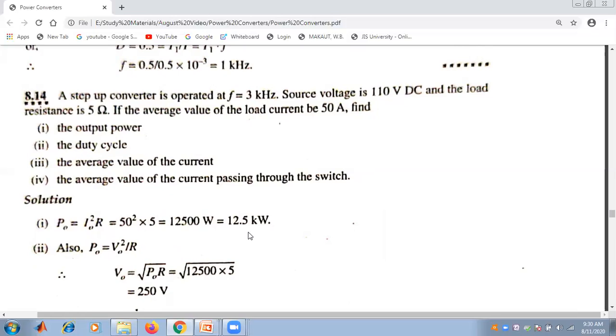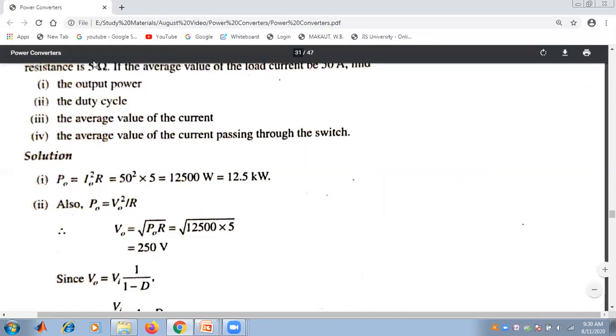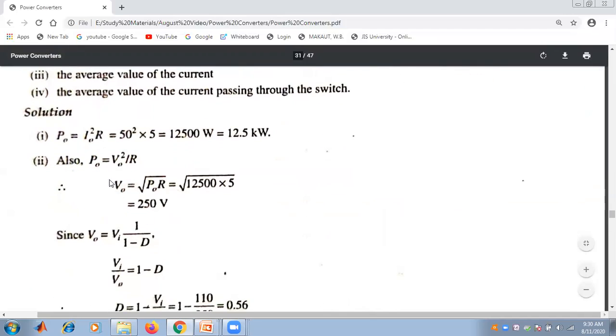Another part is that we have to find the duty cycle, that is D. We all know the output power P0 is equal to V0 square by R. So V0 can be written from that equation as root over of P0 into R. P0 is known to us, which we have just calculated, 12500, and the value of R that is given is 5 ohm. So from that equation, we will find V0, that is 250 volt.